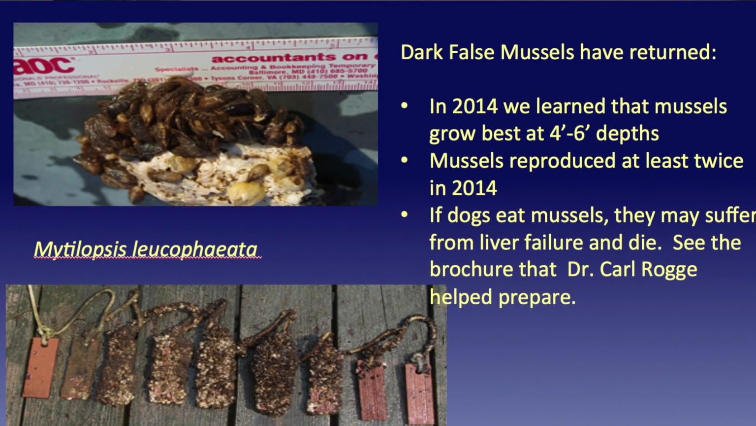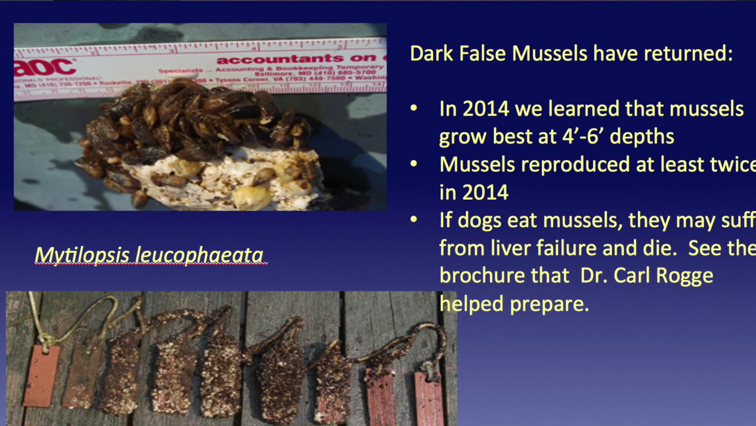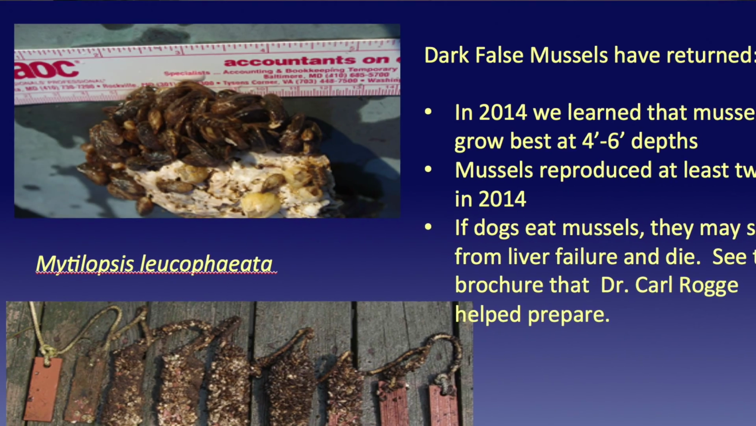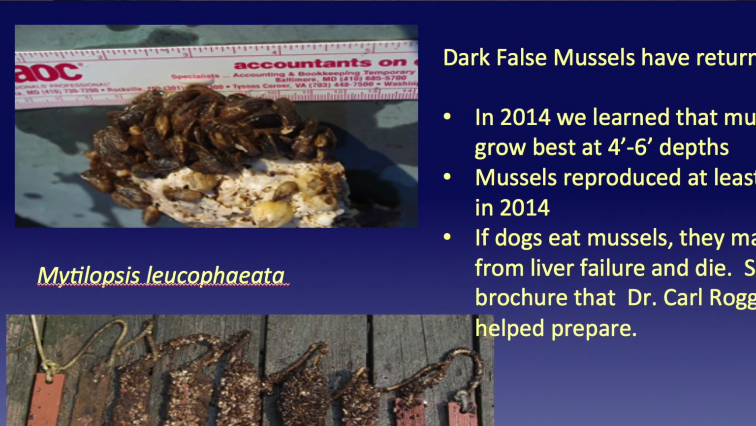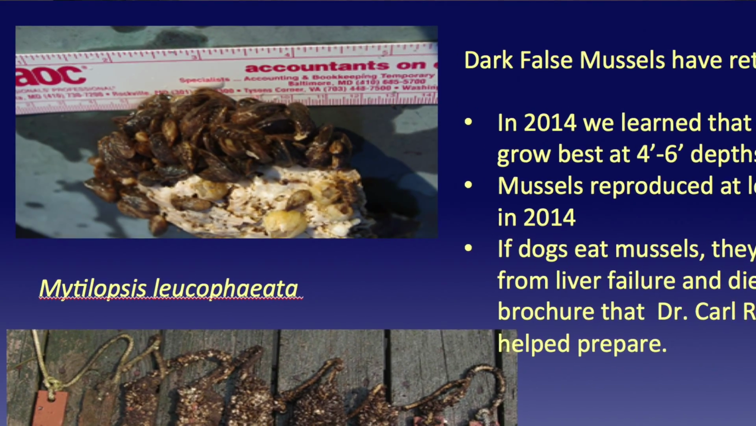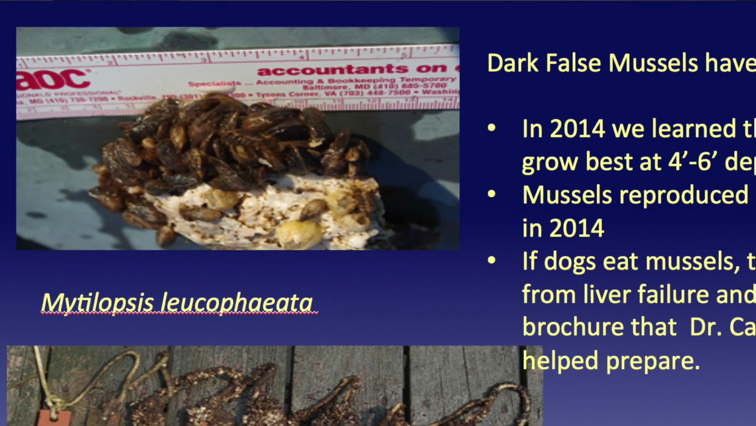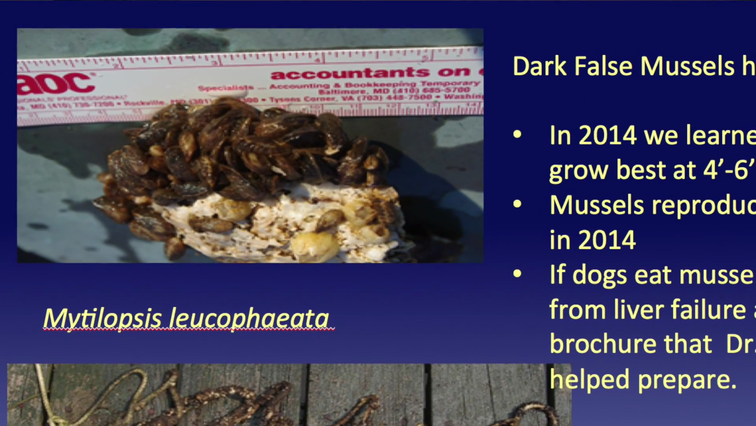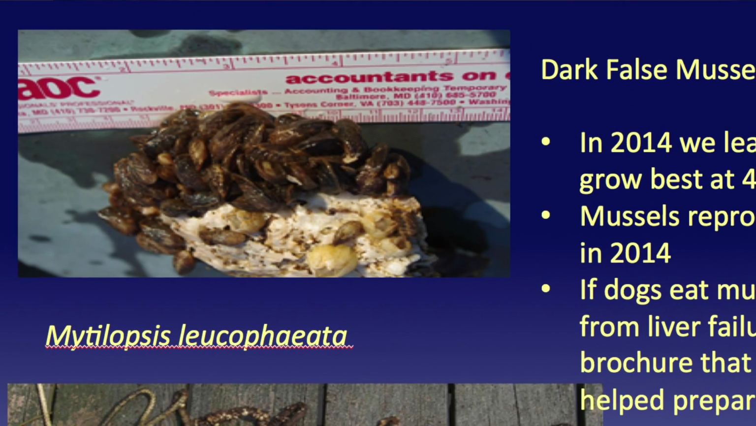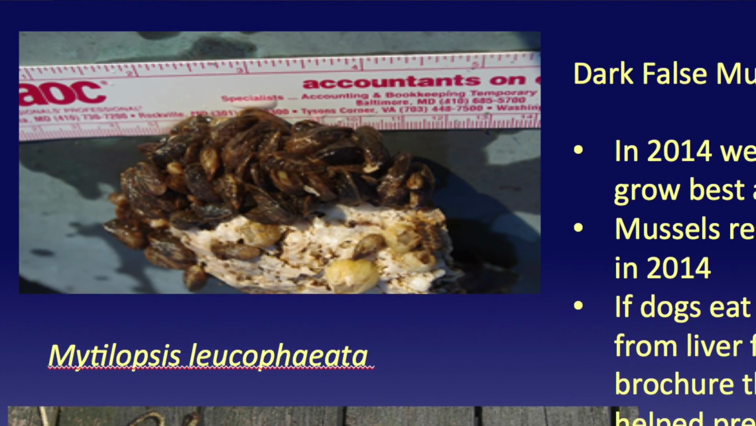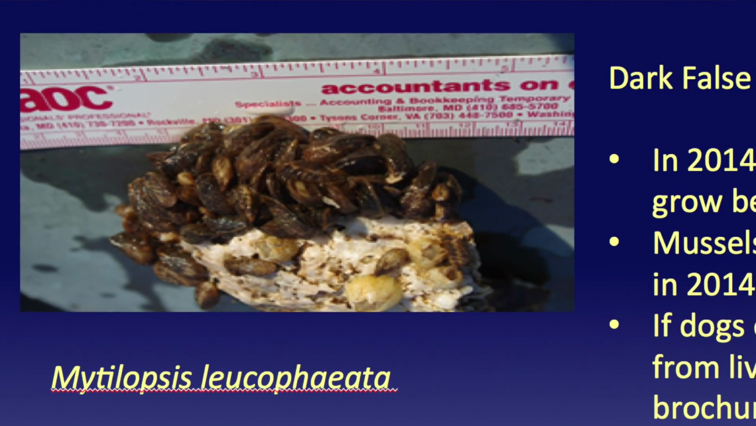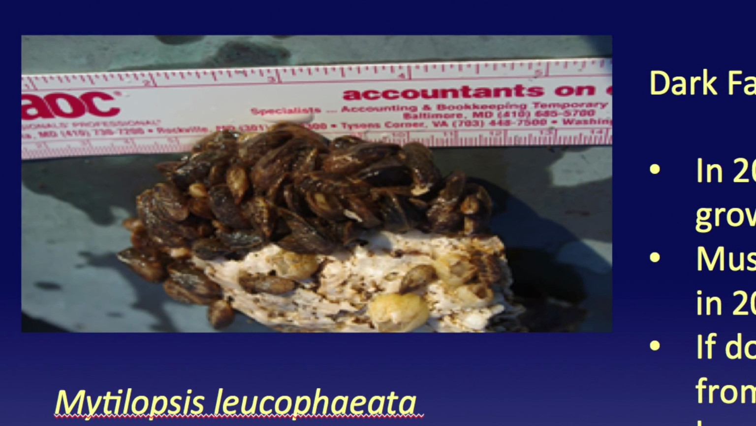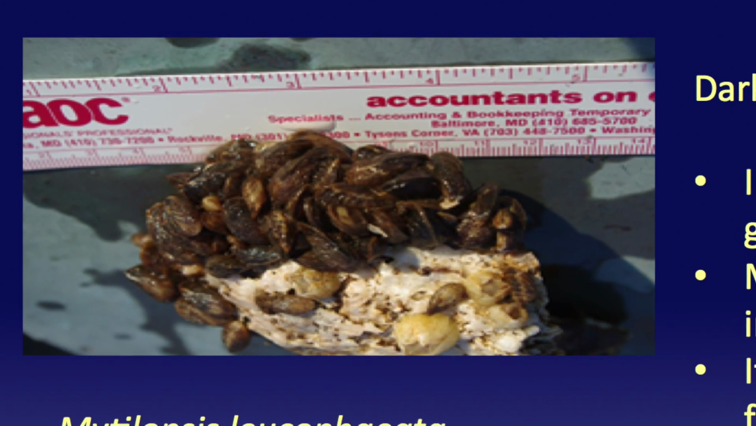And then finally, the dark false mussels. I did want to talk about them a little bit because they did return. We think that they did help us with water quality. And so this is what they look like. If you haven't seen them, this is our ruler here. So this would be 1 inch on the ruler. And you can see these guys are generally maybe about 1/3 of an inch in length. They're quite small, but they can be very abundant.